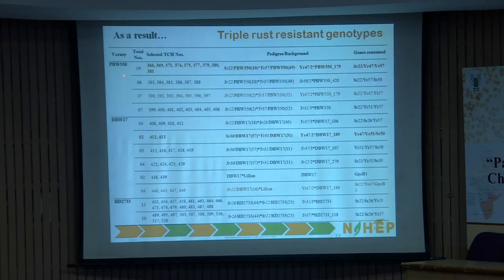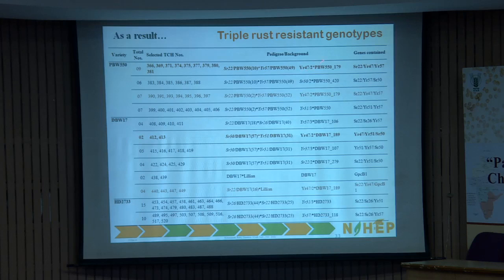In the background of PBW550, there was a line initially with SR22. We crossed it with YR57. F1 was having these 2, and there was one more, YR47, linked to LR52. Leaf rust resistance is also coming together. We crossed these 2 and developed a triple cross. And that triple cross, we grew hundreds of triple cross F1s, and we selected for SR22, YR47, YR57. The plants which are having all these 3 genes were selected.